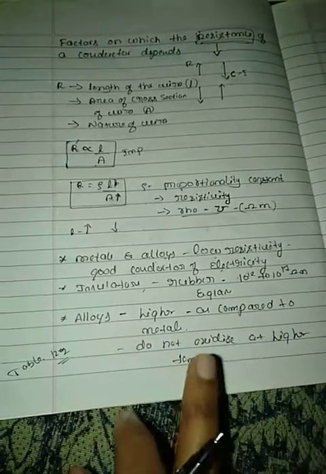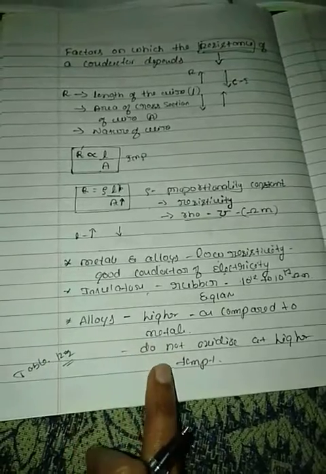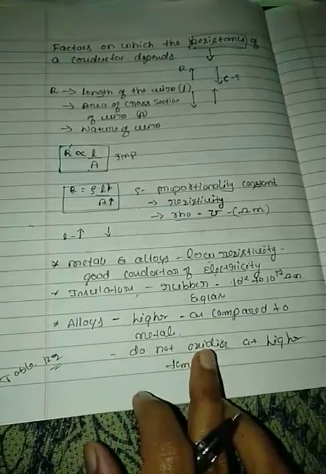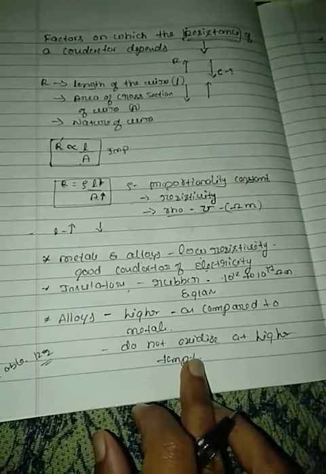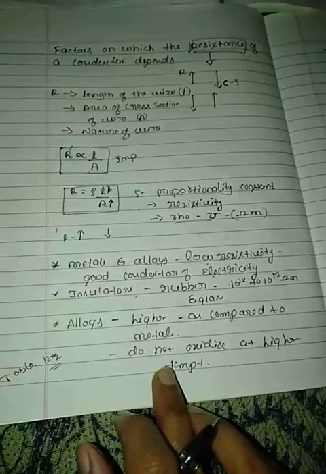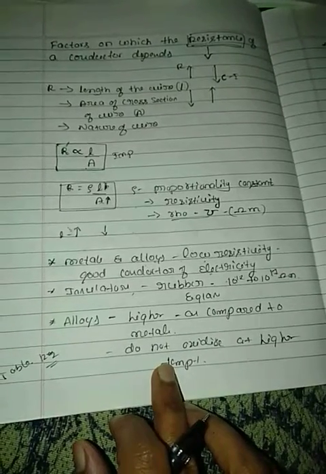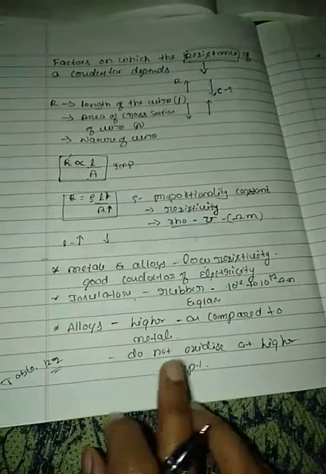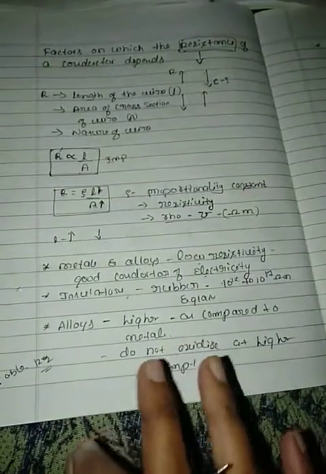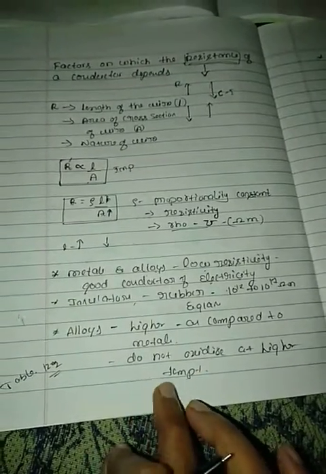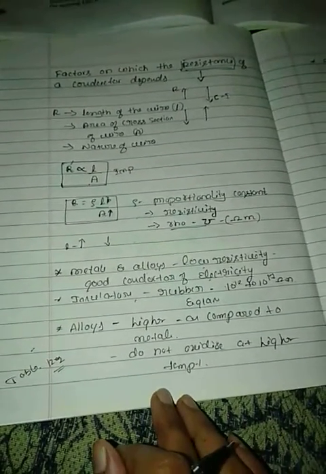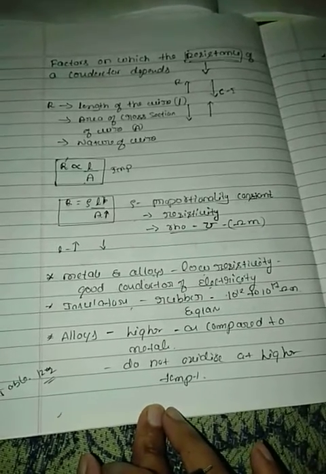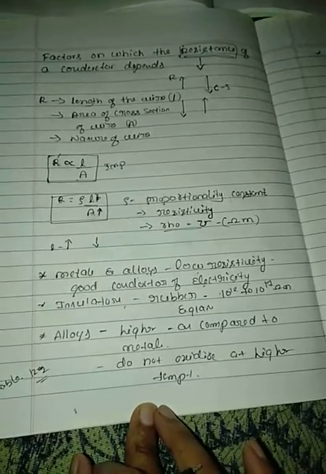And one more thing here, alloys do not oxidize. Oxidize means burn easily at higher temperature. Because of that reason, these alloys are usually used in electrical heating devices like electric irons, toasters and other electrical heating devices, because they do not burn or oxidize at higher temperature.